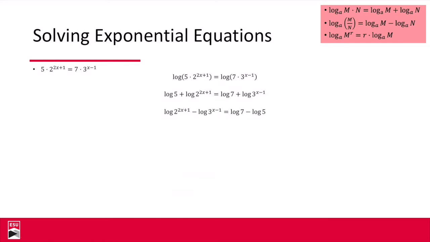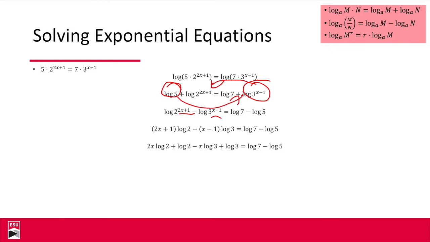Where actually what I did here was I got both logs on the same side first, and then I applied the power rule. Again, you can do it in either way. I think doing it this way makes it easier to keep track of your signs. So what did I do in these steps? Let me get my pen out. So I took this log to this side, and I took this log of 5 to this side. So I had log of 2 to the 2x plus 1 minus log of 3 to the x minus 1 equals log 7 minus log 5. And then I was able to use my power rule twice on both of those exponents.